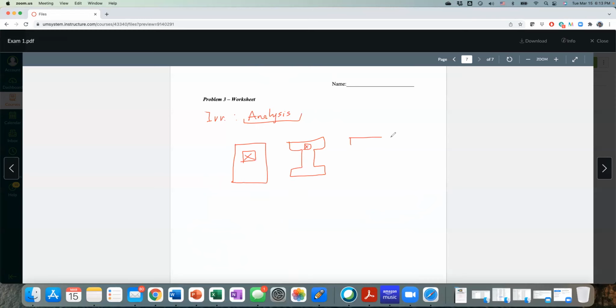And also it might be a T-beam, but that's it. No other irregular shape, just a T-beam. So it's either going to be an irregular shape or a T-beam. I will pick one for this exam. So now with that, I think we'll have a total of 4 problems.